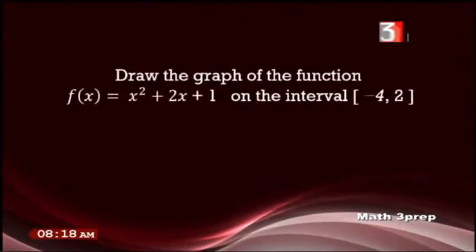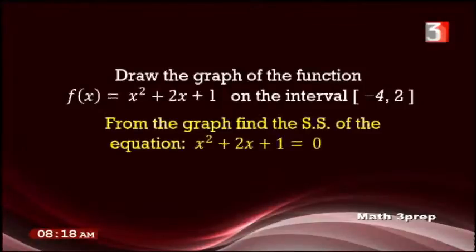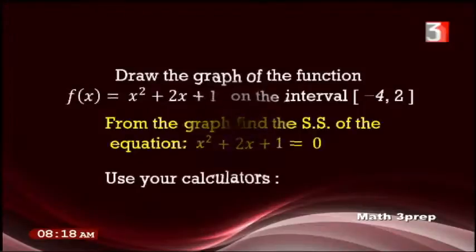Let us have another example. Draw the graph of the function f of x equals x squared plus 2x plus 1 on the interval starting from negative 4 up to 2. And from this graph, you are going to find the solution set of the equation x squared plus 2x plus 1 equals 0. Also, by using your calculators, you are going to plot the table.